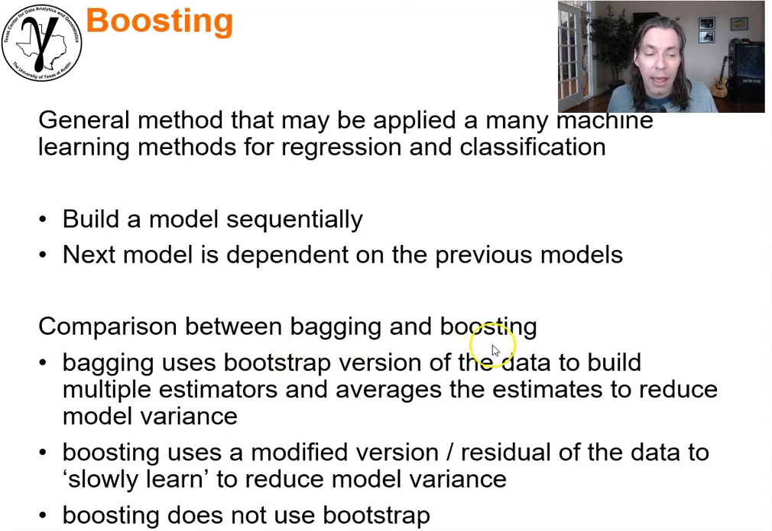Now, if we compare bagging and boosting, bagging uses bootstrap versions of the data to build multiple estimators and averages the estimates to reduce model variance. It's all about attacking model variance, trying to get that down, because that's the real big impact as far as the model accuracy. Boosting uses a modified version of the data, in other words, the residual of the data, to slowly learn to reduce model variance. It becomes more robust because it's learning slowly, incrementally. Also, boosting does not use bootstrap. There's no attempt to try to get multiple representations or realizations of the data.